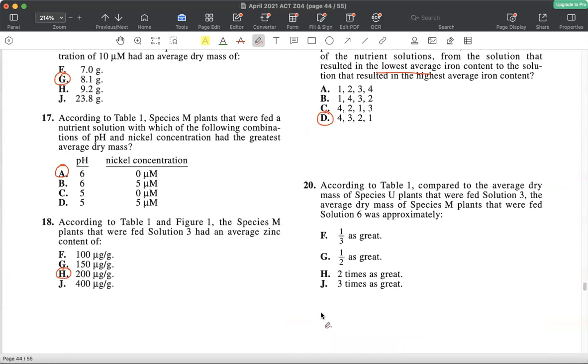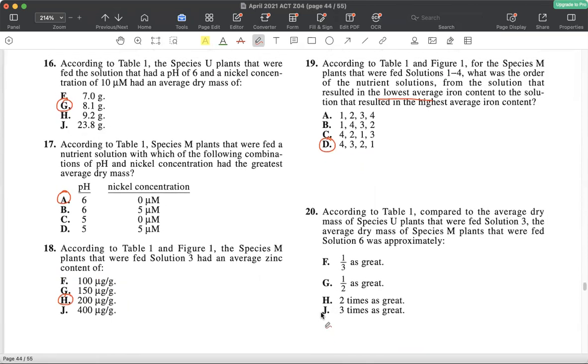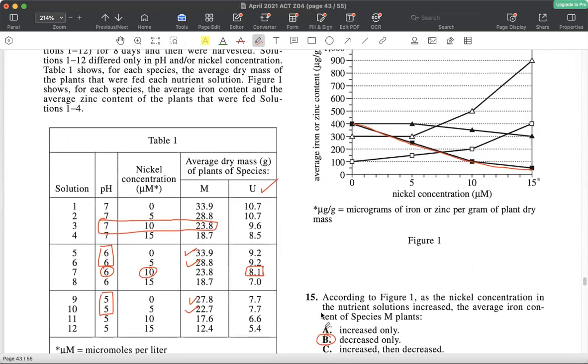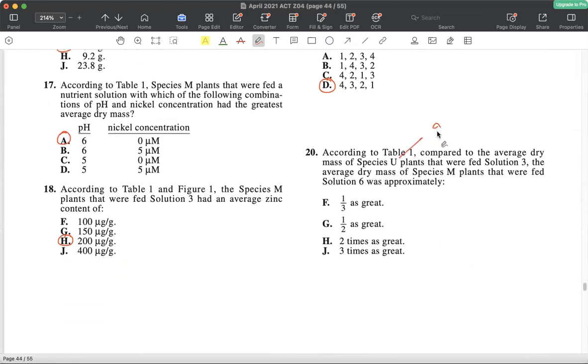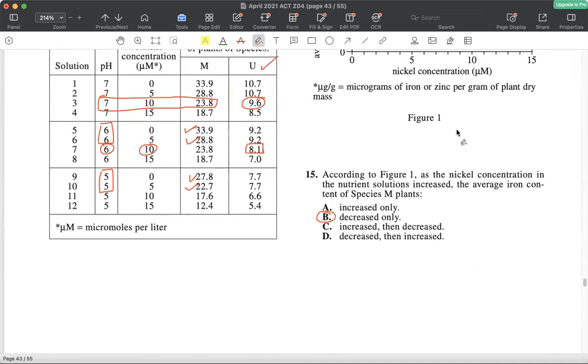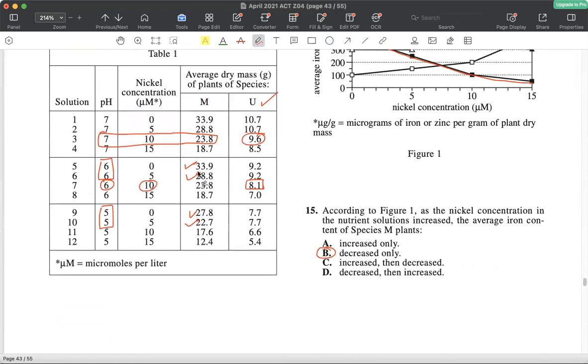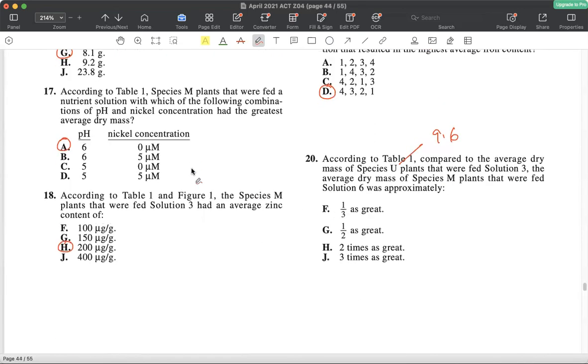According to table 1, compared to the average dry mass of species U plants that were fed solution 3, the average dry mass of species M plants that were fed solution 6 was approximately. So species U and solution 3. Species U solution 3 is 9.6. So I'll just write that. This is 9.6, and species M solution 6 is 28.8. So this is 28.8. So this is 9 into 3, 27, right? So I would say 1/3 as great, right? Species U is 1/3 as great as species M.